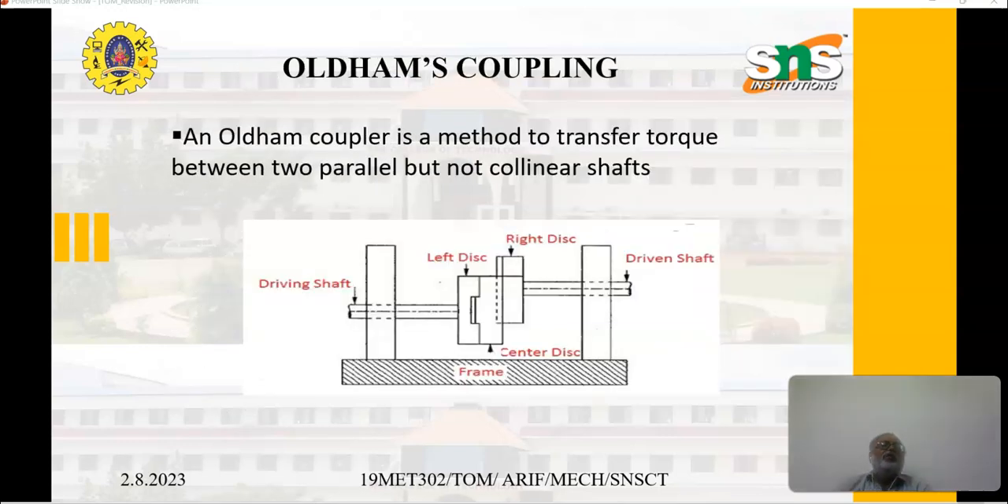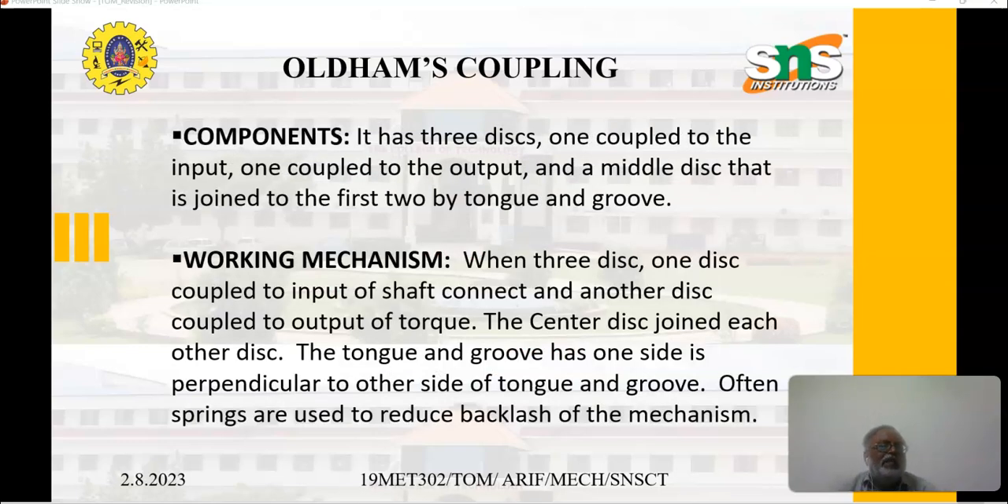And the last one is Oldham's coupling. Oldham's coupling is a method to transmit torque between two parallel but not collinear shafts. The components in the Oldham's coupling are discs: one coupled to the input, one coupled to the output, and the middle disc that is joined to the first two by tongue and groove.